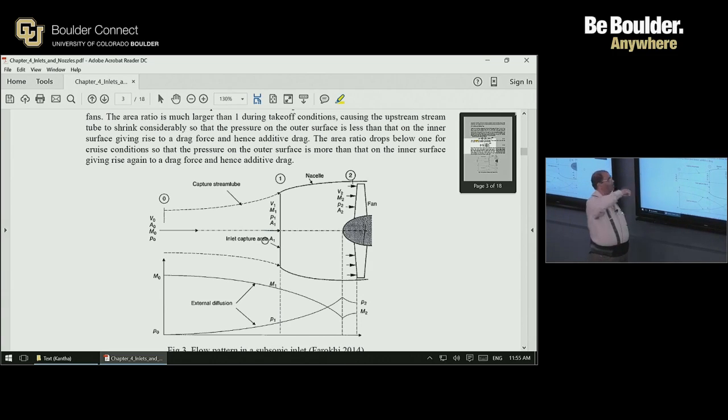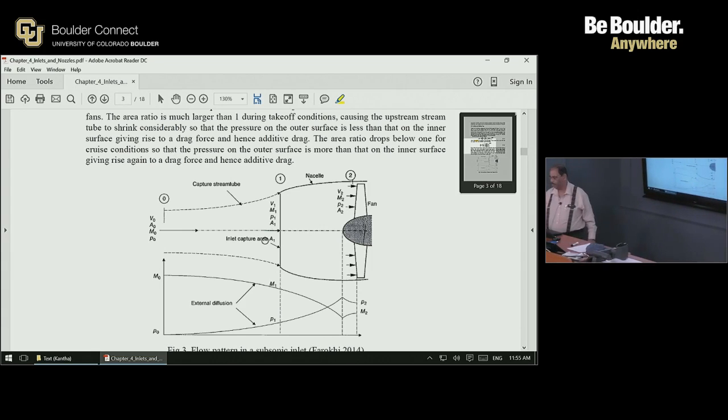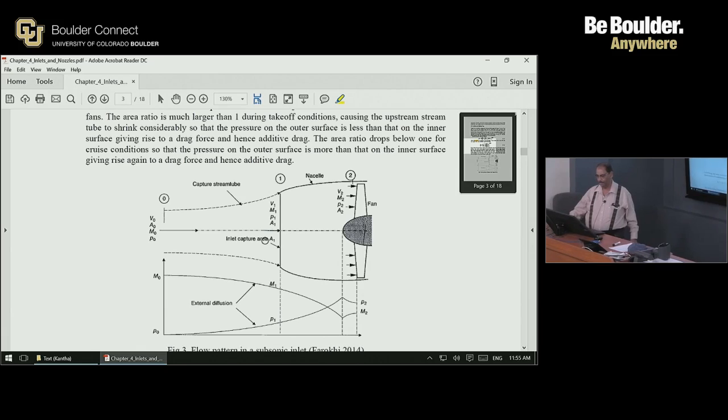If the stream tube is like this, the pressure outside is higher than the pressure inside, and therefore that causes a drag. On the other hand, if the flow has to be accelerated, in other words, this Mach number is less than this Mach number, then the stream tubes will be curved in the other direction. The pressure will be lower on the outside than inside. Once again, it acts to produce a drag. So this is called additive drag. It is fairly straightforward to calculate, a simple integration, for example.